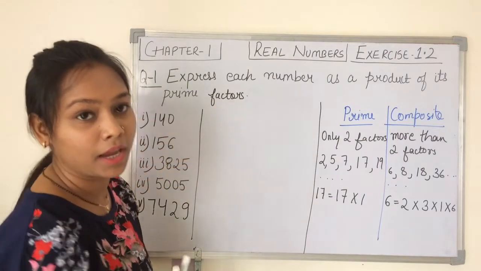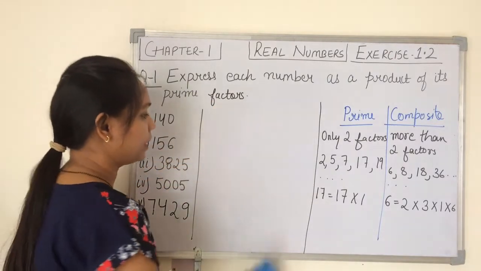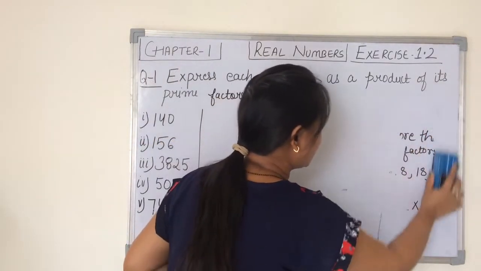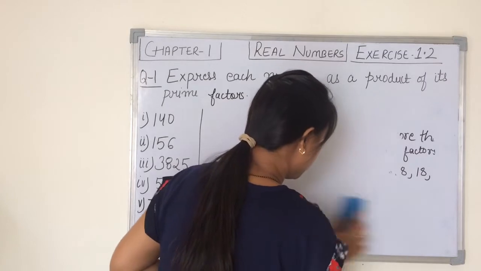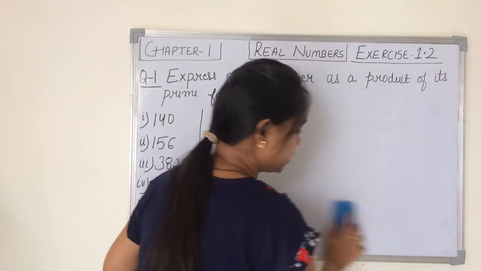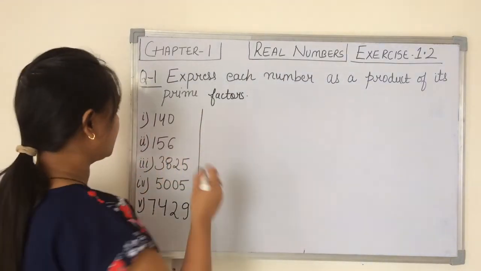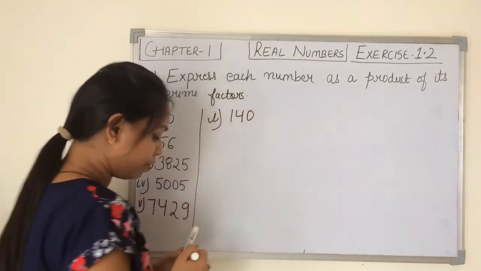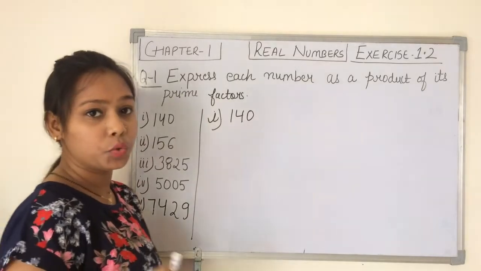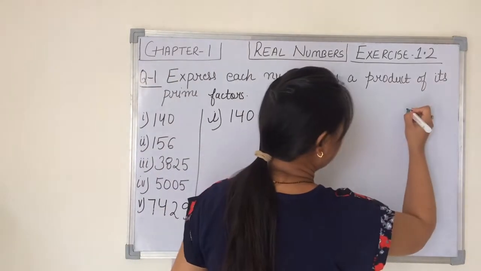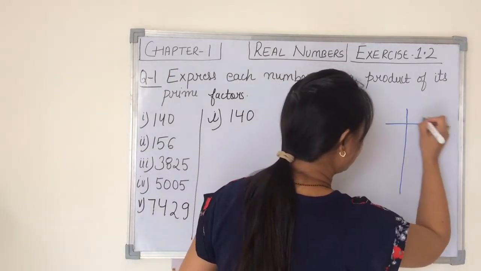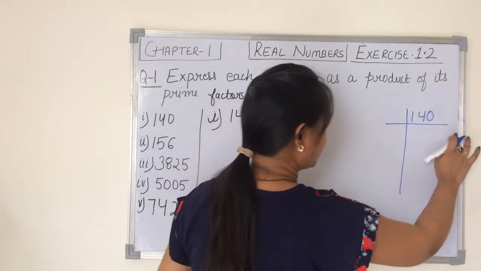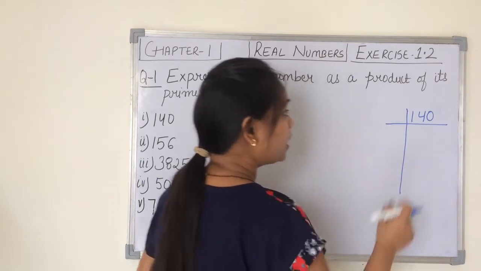Prime factors के product के form में हमें इनको express करना है. Let's start the first part. The first part is 140. For finding out the factors, we will use the prime factorization method that we have done in our previous classes also. 140 को prime factorization method से solve करते हैं.